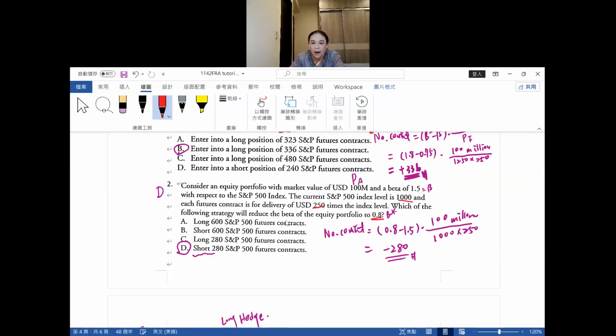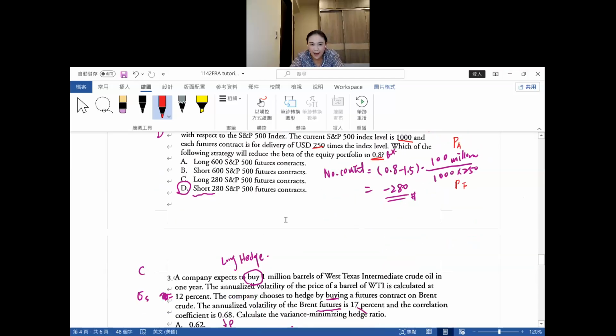So this time your beta star is 0.8 minus 1.5, multiplied by your PA, which is 100 million, and over PF, which is 1,000 points times 250. So you end up with minus 280. So we short 280.